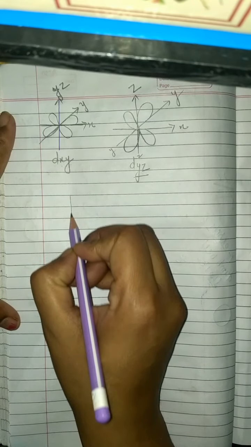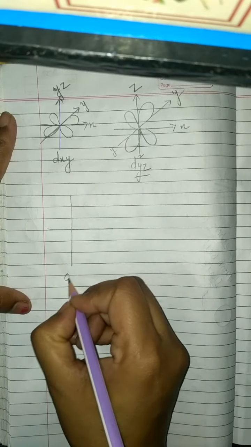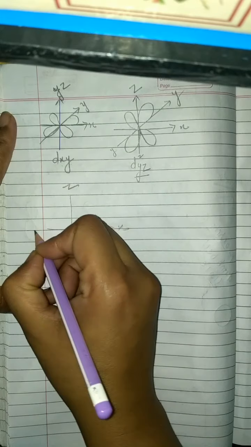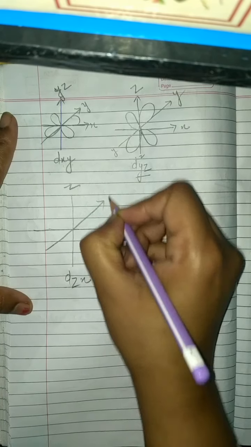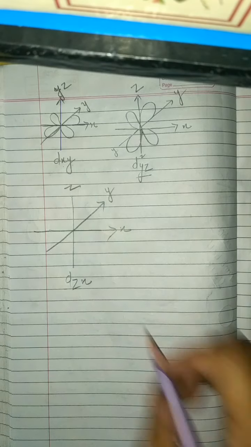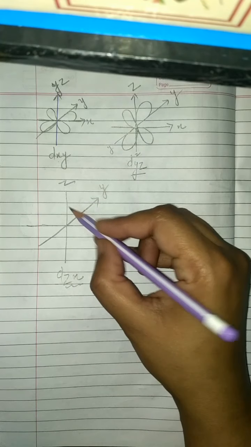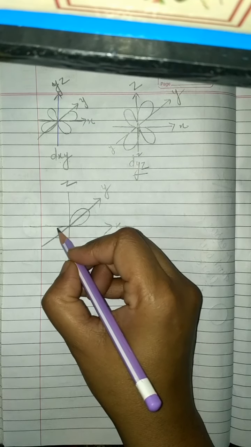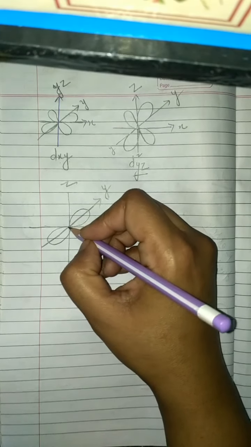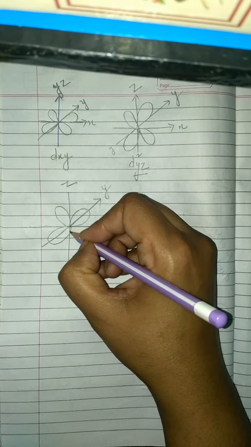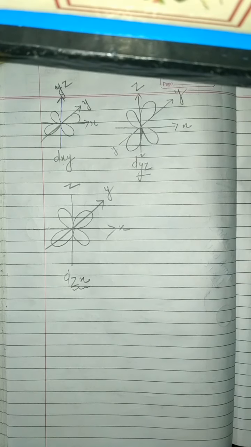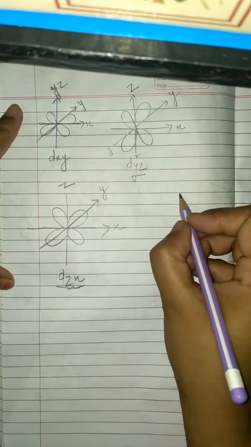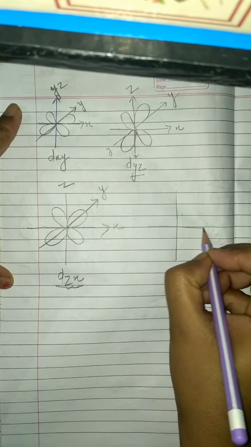Next here dzx. x, z, y, zx. This one is the shape of the zx orbital. Next, the 5 orbitals are there.